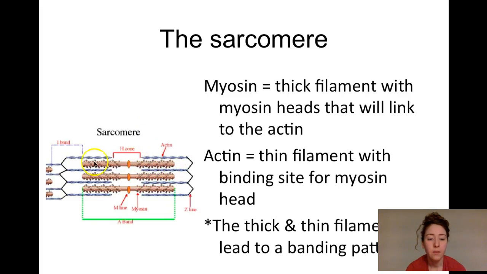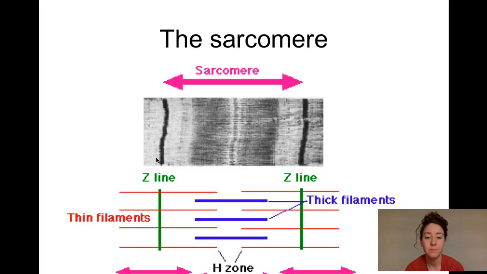The reason why the myosin has these little nubs on it is because it actually is able to bind to these actin filaments. So they're called myosin heads, and that's what's going to bind to the actin to pull it along the length of the myosin and shorten that myofibril, that contractile unit.